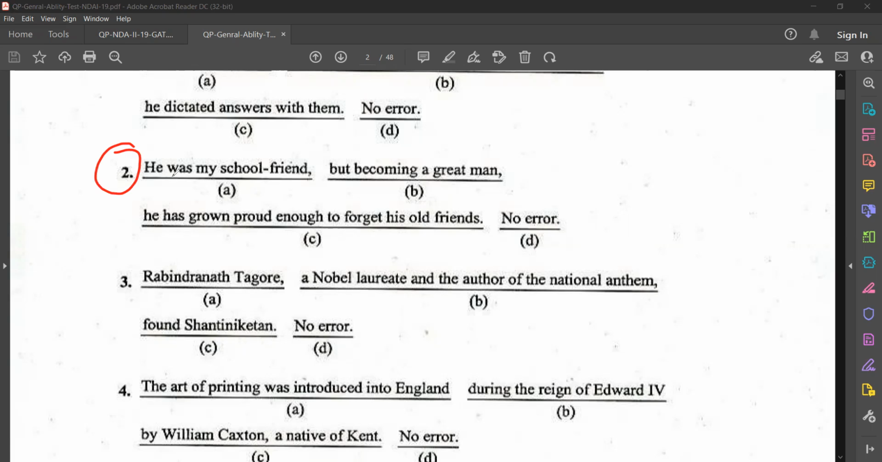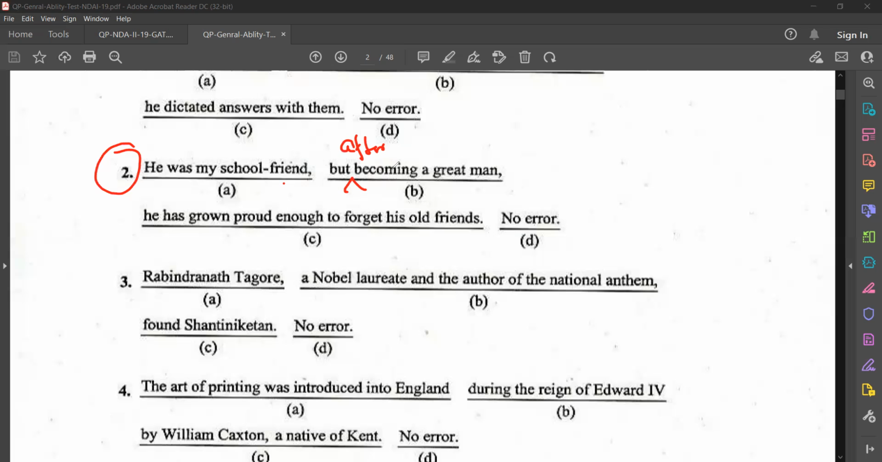Okay. So listen, he was my school friend, but becoming a great man. It indicates after some time, isn't it? After a span of time or a later time. So, but after becoming a great man, he has grown proud enough to forget his origin. That is correct. Okay. So which part is wrong?